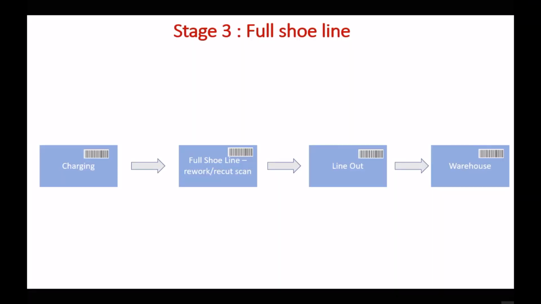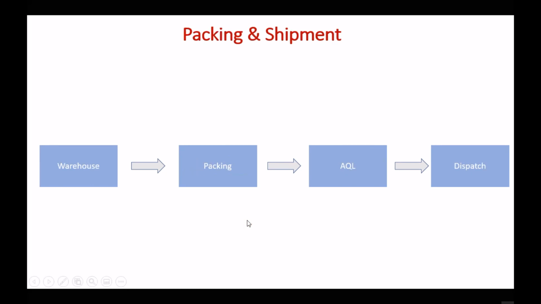So now we have seen all the processes in footwear manufacturing, starting from cutting, upper making, full shoe line, and then finished goods, packing, AQL and dispatch. I have shown you the display board along with other important reports. I hope you find this presentation useful.